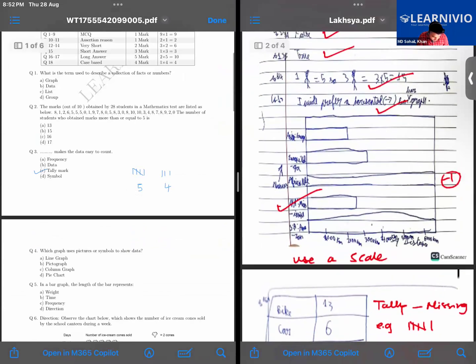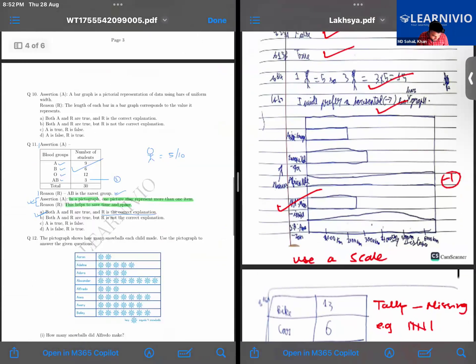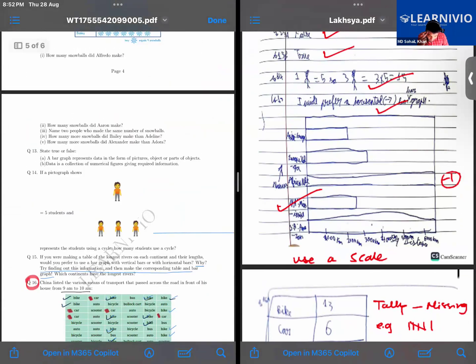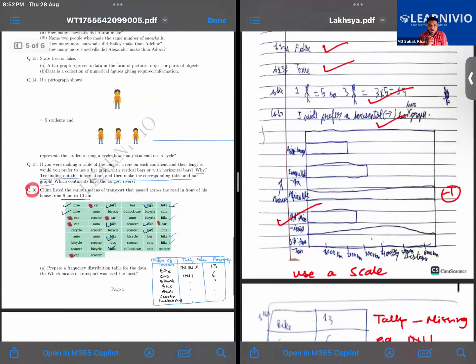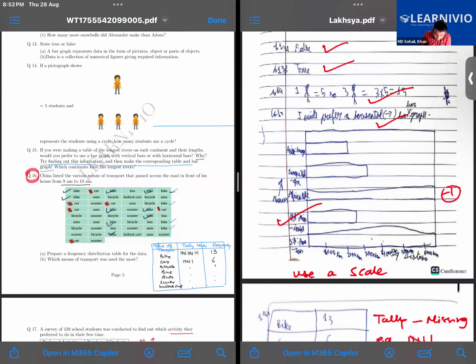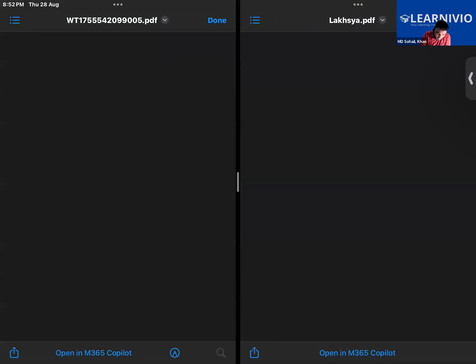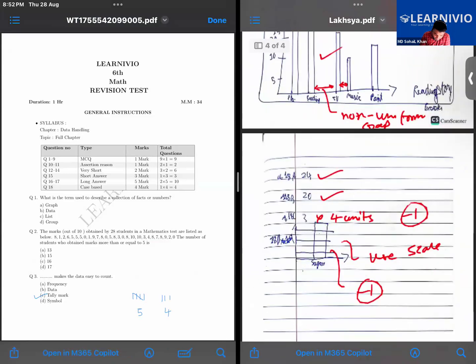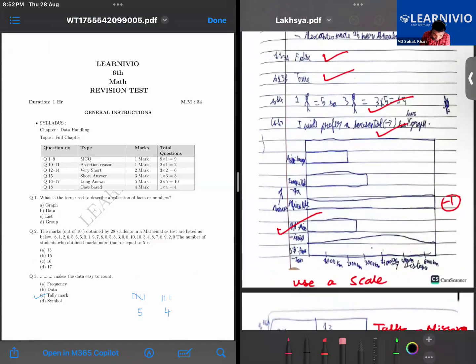See, the very first thing I have noticed in your answer sheets is that you are again and again not using the scale. Also, sometimes I find it very difficult to read the question number. It is very unclear which question number this is. So please write down the question numbers properly, Laksh. Then there's one more thing to be noticed here. You have not used a scale.